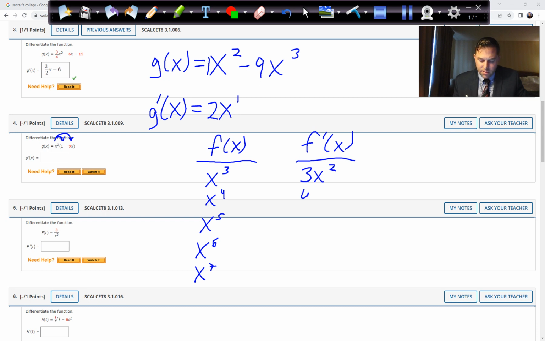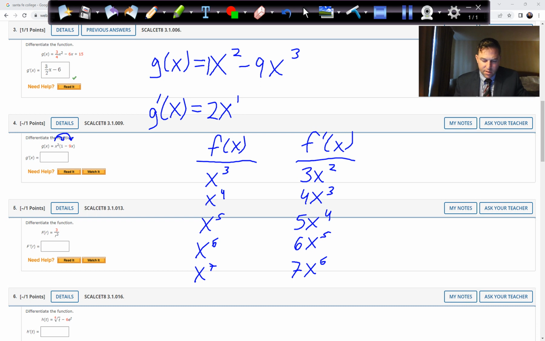Bring the 4 down, it becomes 4x to the third. So I'm bringing the power down, and then I'm subtracting 1 from the power. Bring 5 down, 5x, subtract 1 from 5, becomes a 4. 6x to the fifth, x to the seventh will become 7x to the sixth. Now what happens if we have a number in front?